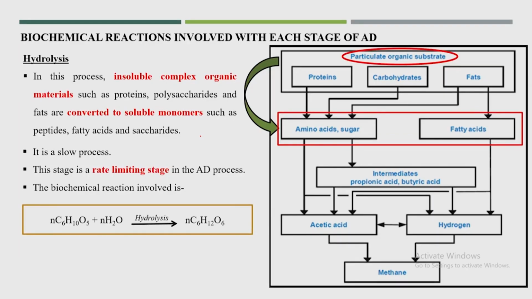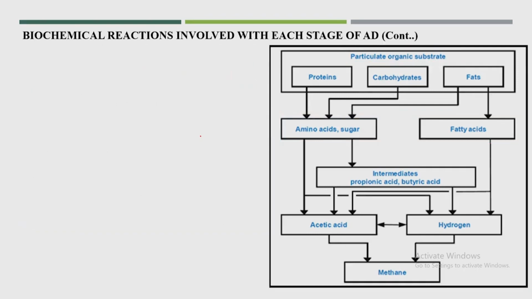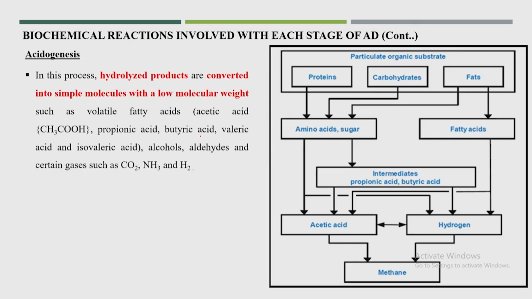So, what are the biochemical reactions involved here? Whatever organic matter is hydrolyzed will convert into simple monomers. Now, the next stage is acidogenesis, or the fermentation process. In this process, hydrolyzed products are converted into simple molecules with low molecular weight, such as volatile fatty acids like propionic acid, butyric acid, valeric acid, and alcohols, aldehydes and certain gases such as carbon dioxide, ammonia and hydrogen. This is the second stage.